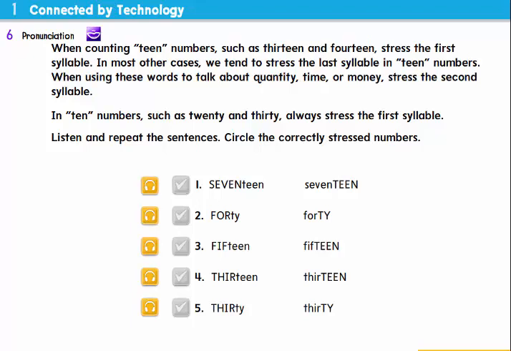Listen and repeat the sentences. Circle the correctly stressed numbers. 17, you see it's 17, the first syllable, S-E-V-E-N, first syllable in capital letters, the second in small letters, and so on.